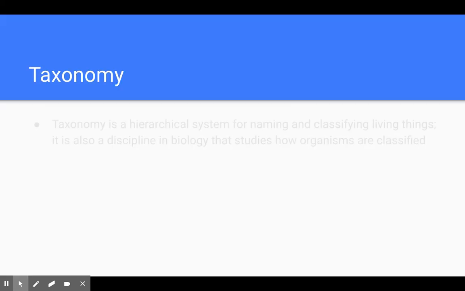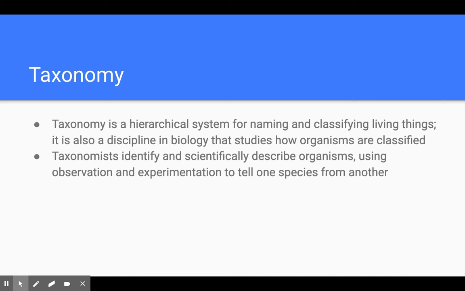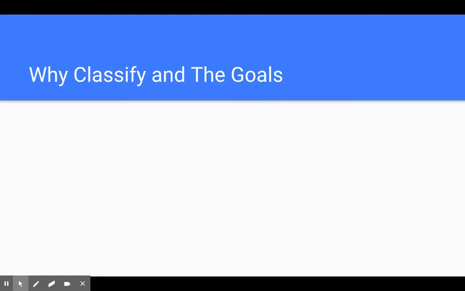So let's get into taxonomy. Taxonomy is a way for us to name and classify living things. In fact, a branch of biology is called taxonomy, and taxonomists are people that study the naming and descriptions of organisms. They are responsible for observing and experimenting on species, figuring out if we have a new species or if this species is the same as a species that already exists. Their job is to identify and scientifically describe organisms.